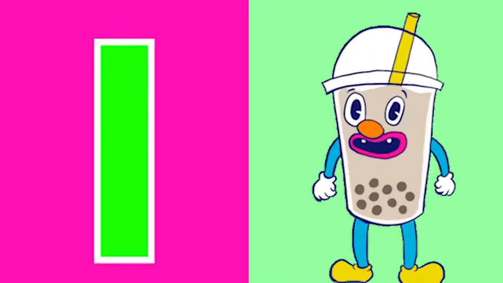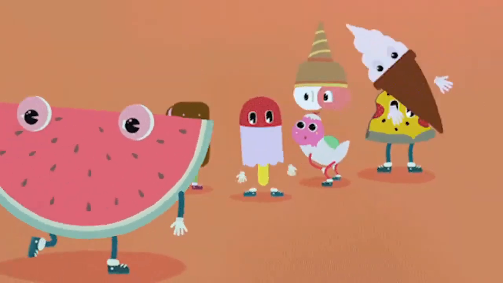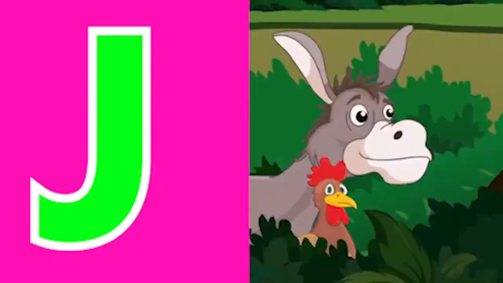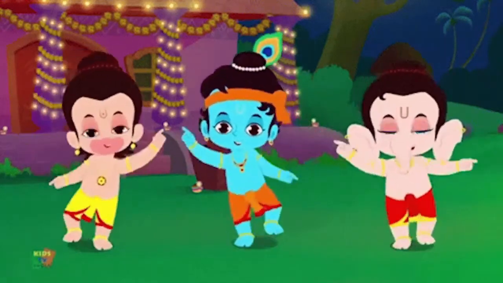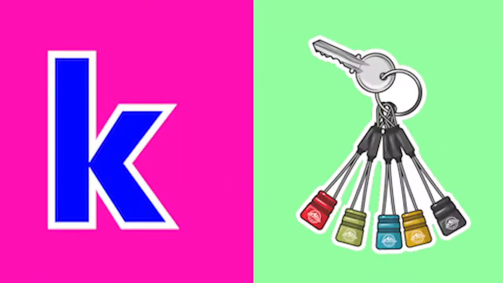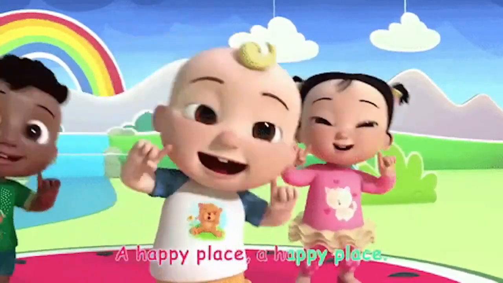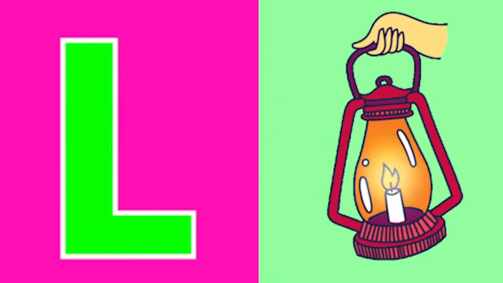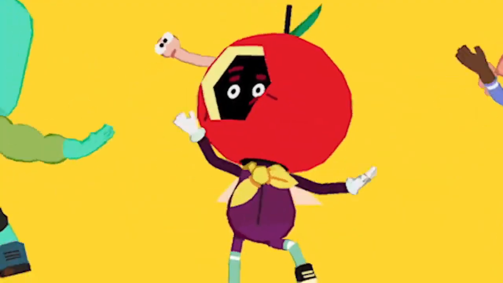I for inkpot, I for island. E, e, e, e. J for jungle and J for jam. J, j, j, j. K for knife and K for key. K, k, k, k. L for lemon and L for lamb. L, l, l, l.